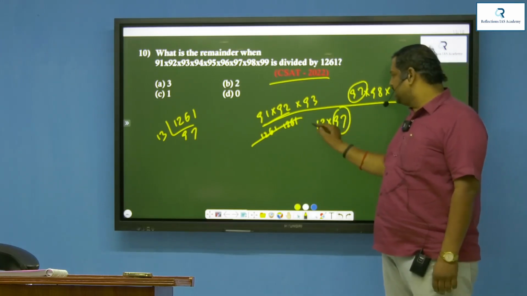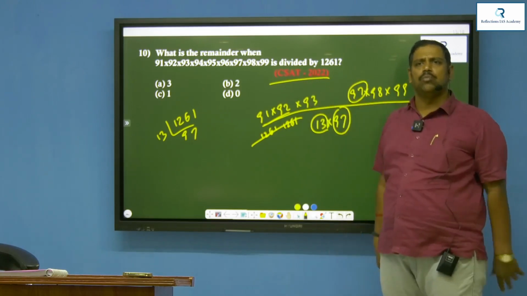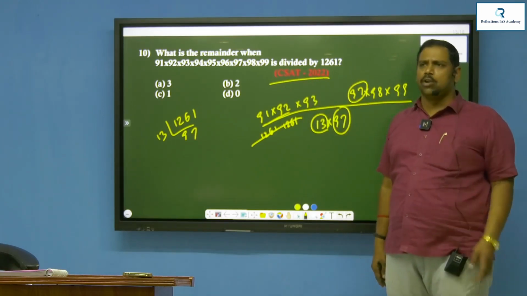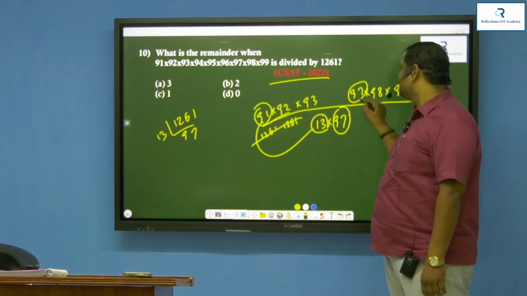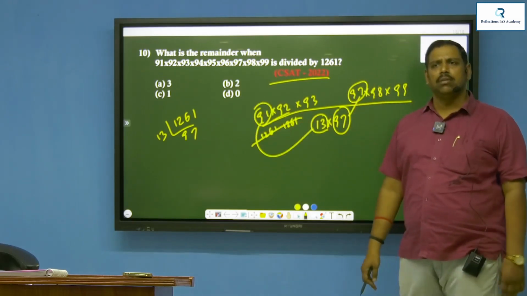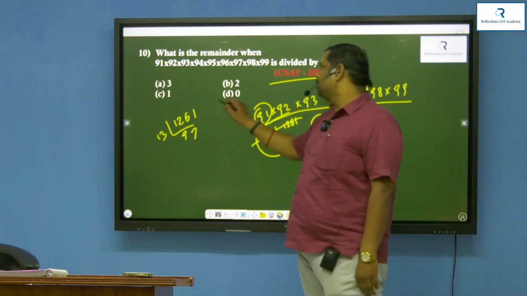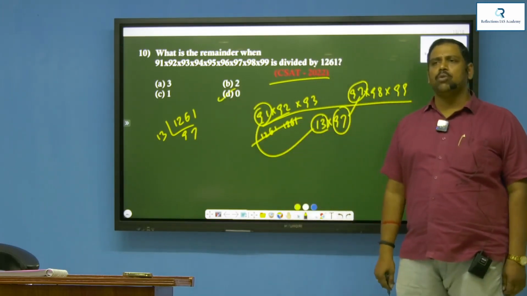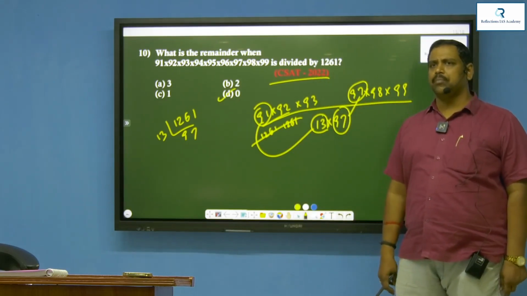Suppose if this is cancelled with any other number, then this entire number is cancelled, yes or no? Cancelled means remainder will be 0, right? These two have a relation, so completely it will be cancelled. Completely cancelled means remainder is 0. What's the answer? 0. It's a pure logical question. Can I go to the next question? Good.